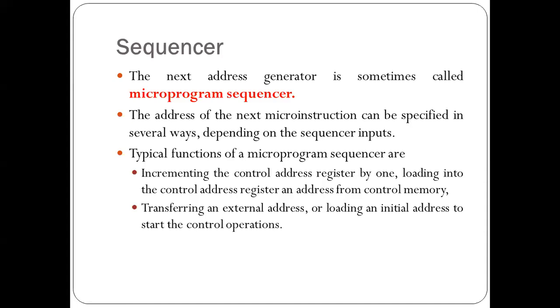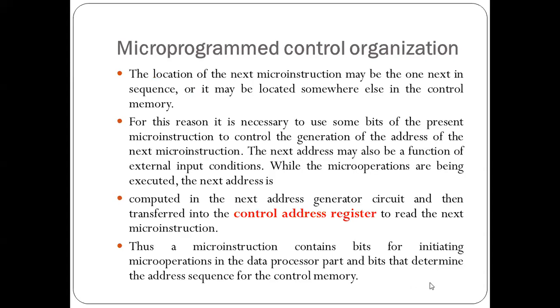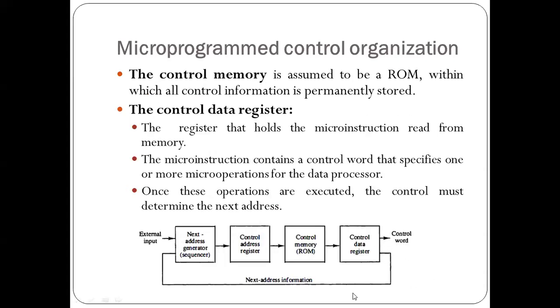So we are taking some portion of your control word as input for your next address generator. It is as if like you are writing a simple program. If you have branch instructions, the PC will be updated with the address available in the instruction itself, as if like this.